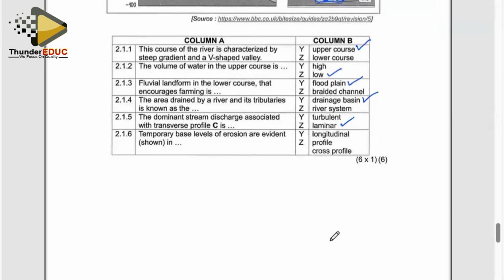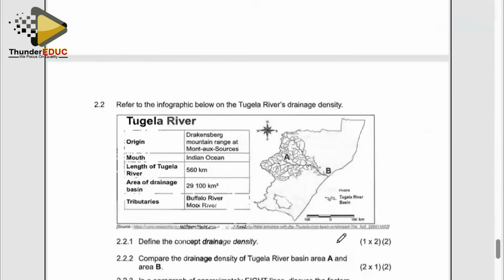Temporary base levels of erosion are evident or shown in. Where do we find temporary base levels? We see them on the longitudinal profile. We move on to the next question.